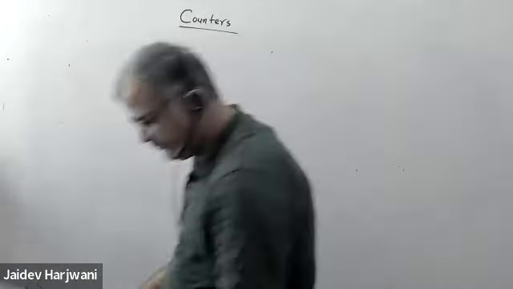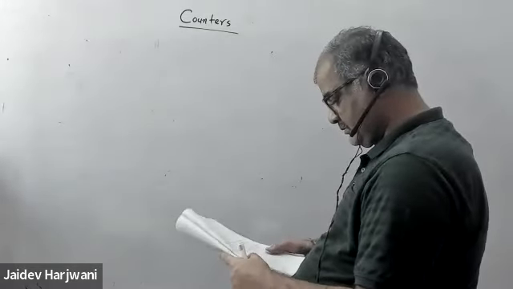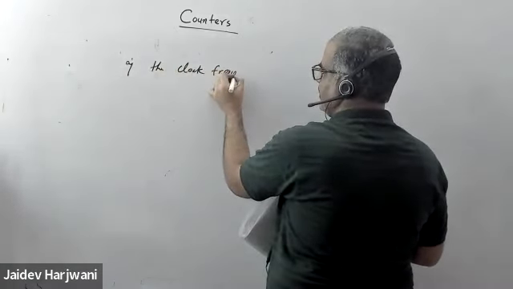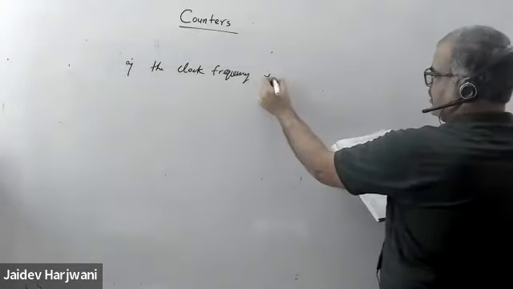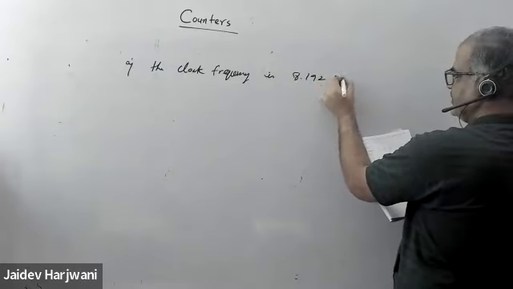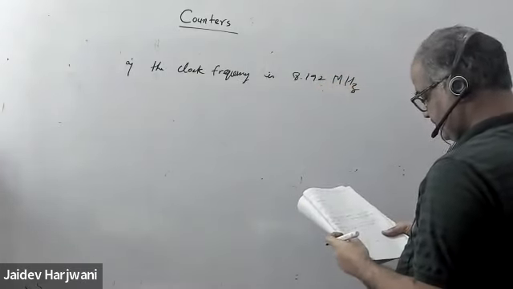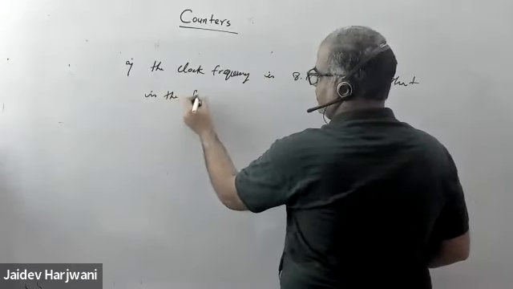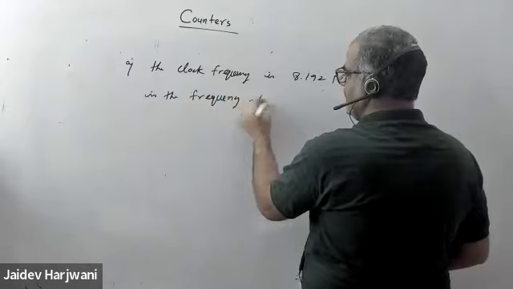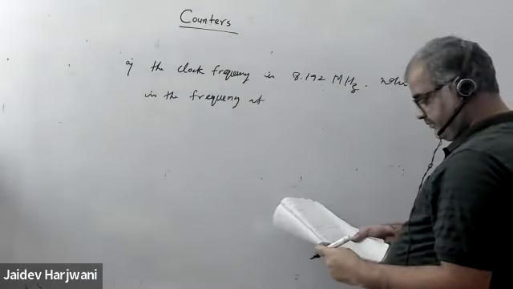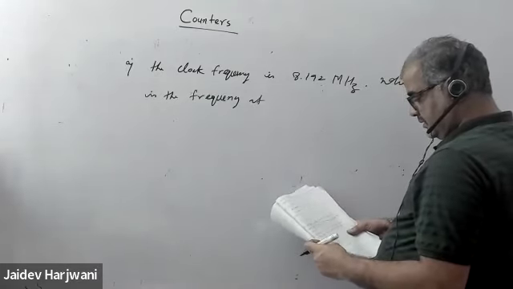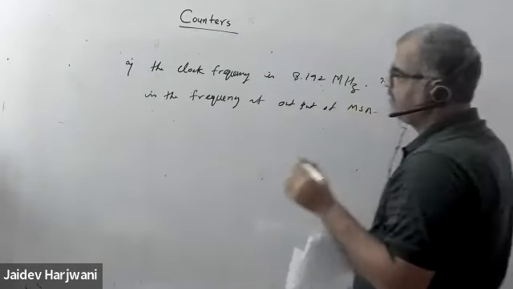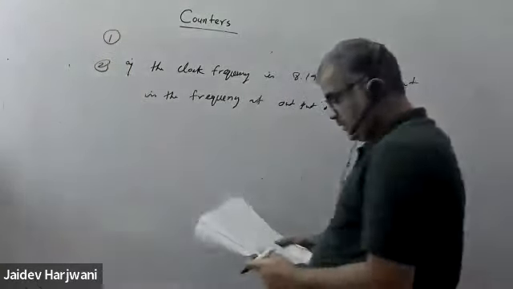So I'm giving one more question. If the clock frequency is 8.192 megahertz, what is the frequency at the output of the MSB? Okay, this is question number 2. Before this, there is another question.